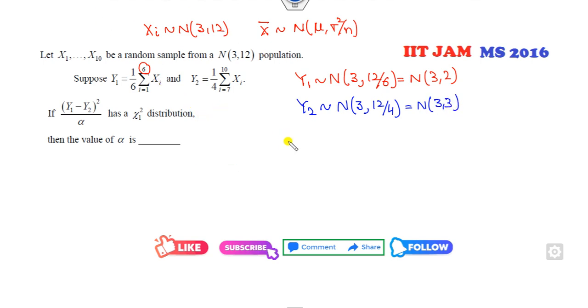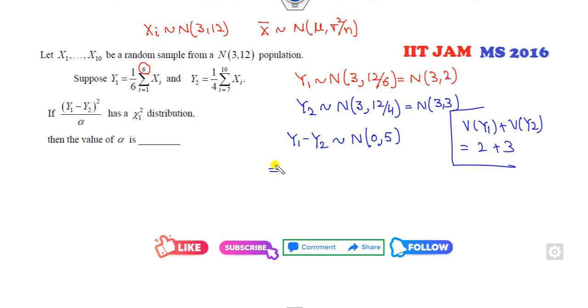Now, what is the distribution of the y1 minus y2? Again, it follows the normal distribution. The mean is the subtraction of the means. Variance will be 2 plus 3, 5, because it will be variance of y1 plus variance of y2. Variance of y1 is 2, variance of y2 is here. Fine. Now, I can make them a square. Mean is 0. So, divided by variance, it will follow the chi-square distribution 1. So, now you can see what is the alpha. Always remember, whenever you have the normal distribution and the square present, always write in the form of chi-square.